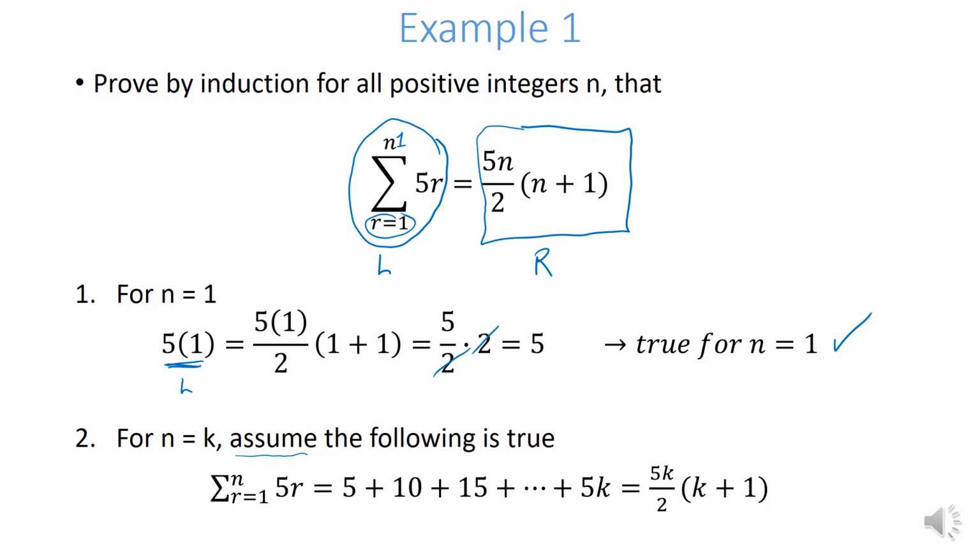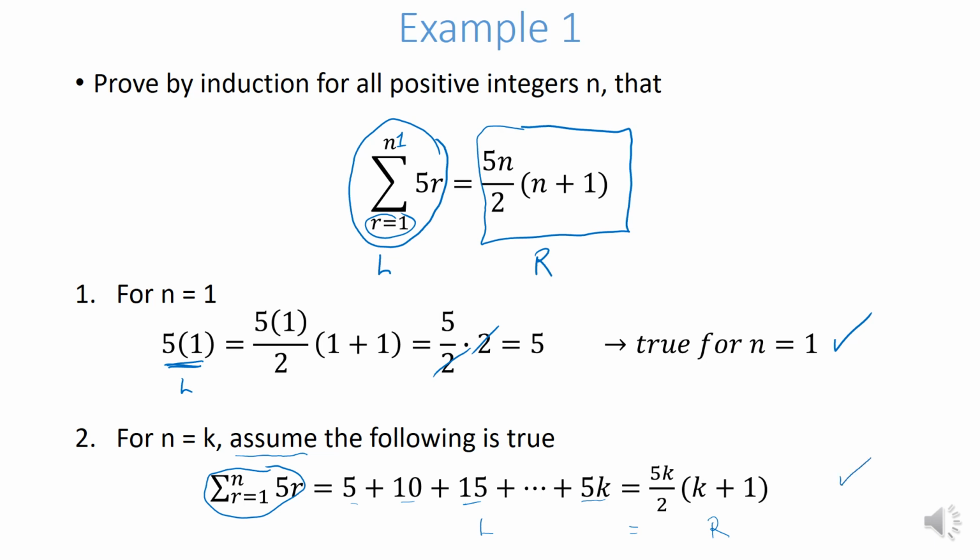So taking our sum expression, what does it represent? Well, it represents 5 times 1 plus 5 times 2 plus 5 times 3 plus everything in between up until 5 times k. So that's my left hand side. And we're assuming it's true to the right hand side, where we replace n above with the letter k. And that's that step done.